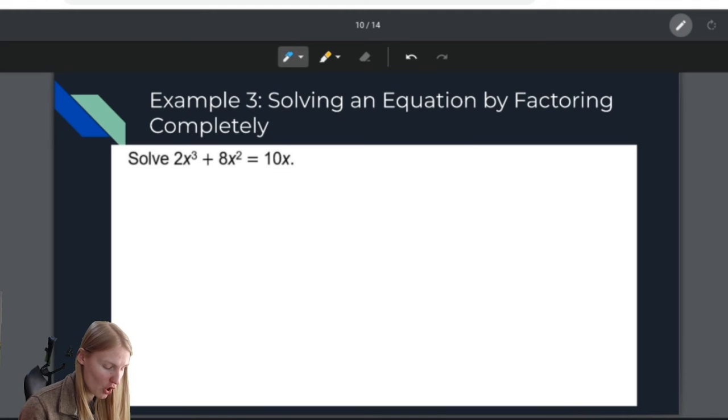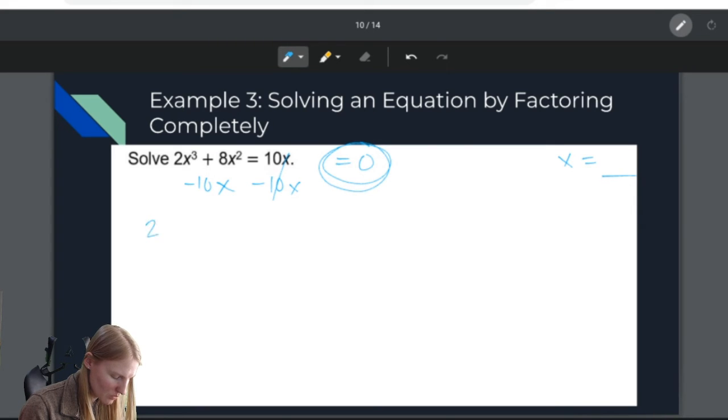Now we want to solve this. Solve it, which means in the end I need x equals something, or x equals this, or x equals that. So first thing, I want this equal to 0. So let's subtract 10x from both sides. And we'll get 2x squared plus 8x minus 10x. And hey, look at that. These all have a 2x in common. So let's pull that out.